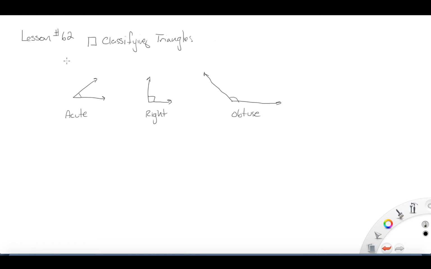Saxon Math Course 2, Lesson 62. Today we're going to be doing something called classifying triangles, or learning about what a triangle is and the angles that they have. Alright, so we're going to start on page 440 today.